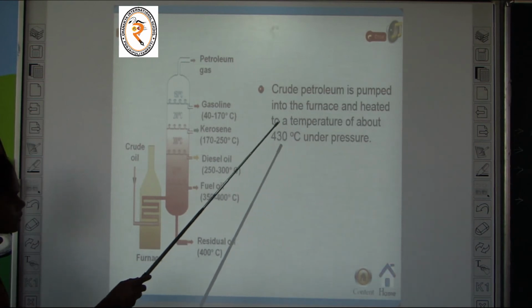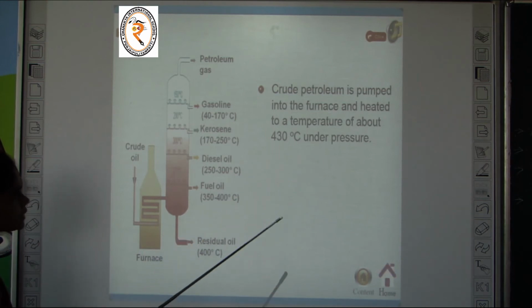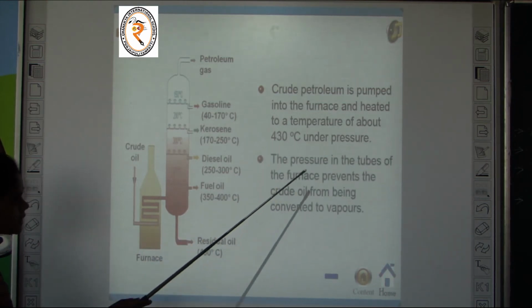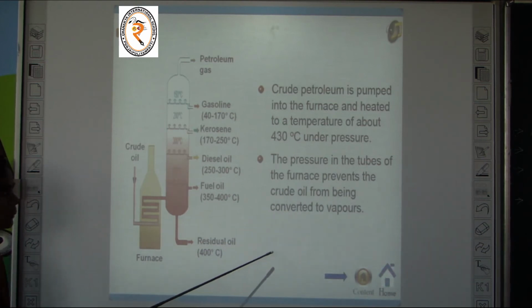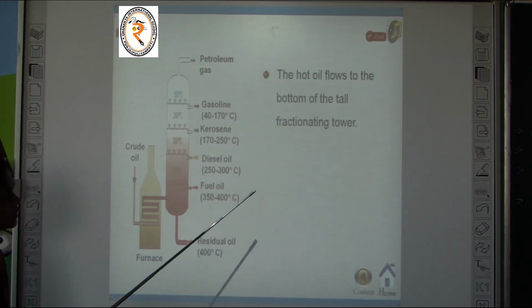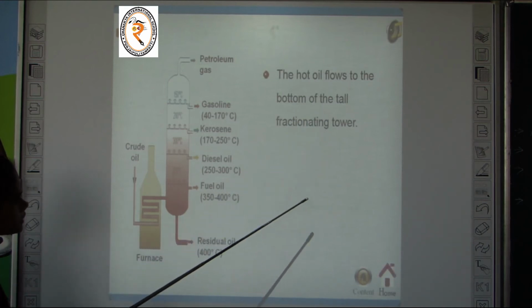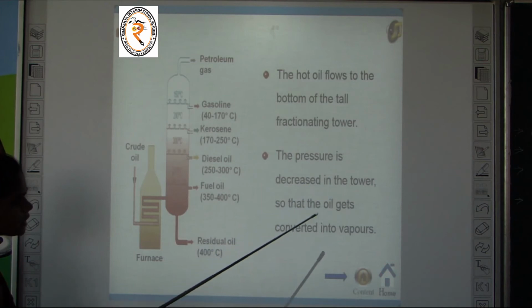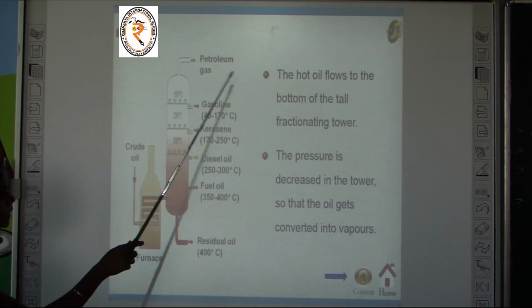See, crude petroleum is pumped into the furnace and heated to a temperature of about 430 degrees Celsius under pressure. The pressure in the tubes of the furnace prevents the crude oil from being converted into vapor. The hot oil goes to the bottom of the tall fractionating tower and the pressure is decreased in the tower so that the oil gets converted into vapor. This process is known as the fractional distillation method.